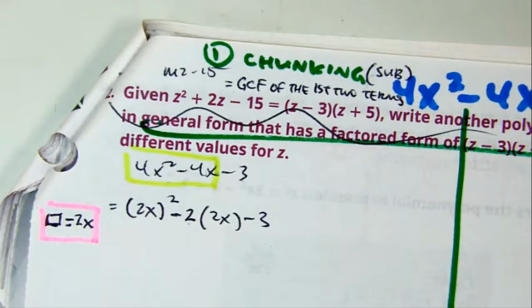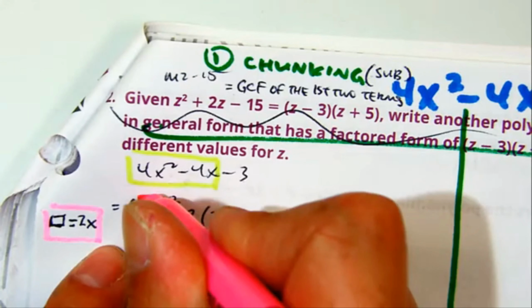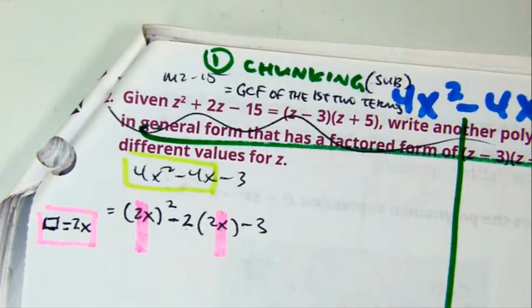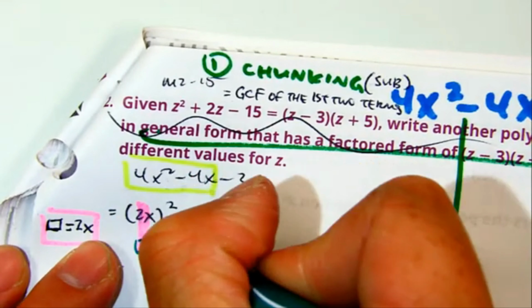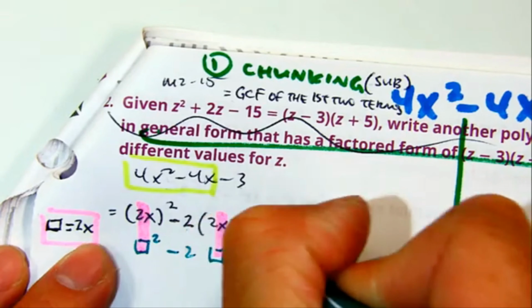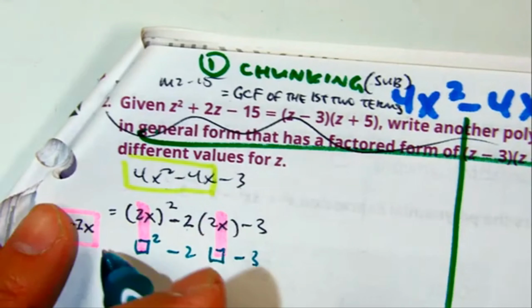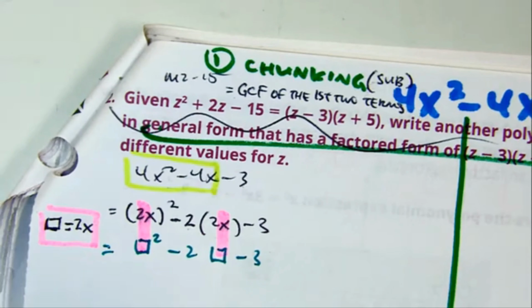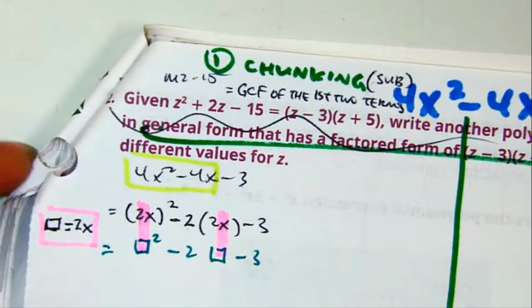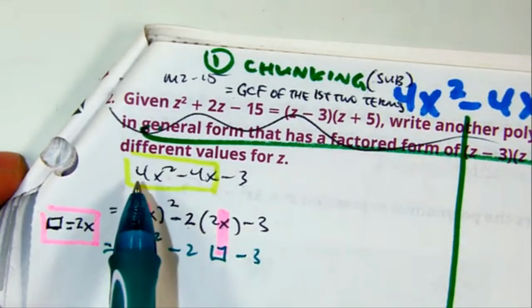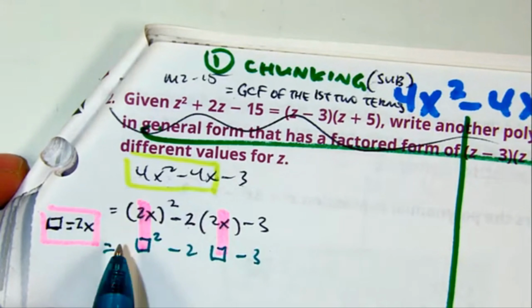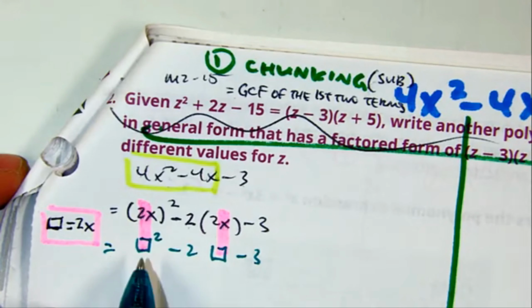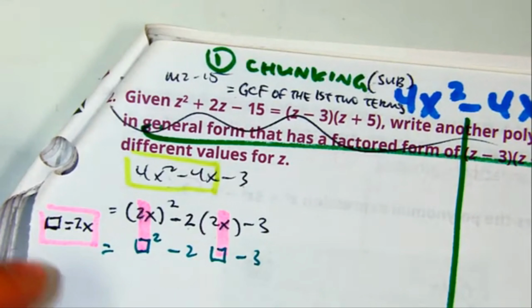And here comes my substitution. Instead of writing 2x, what are we going to write? We got a box squared minus 2 times a box minus 3. And you might be asking why we went from letters to shapes. Essentially what we're doing here is we are making the quadratic problem, we're getting rid of the a value. Do you see that?